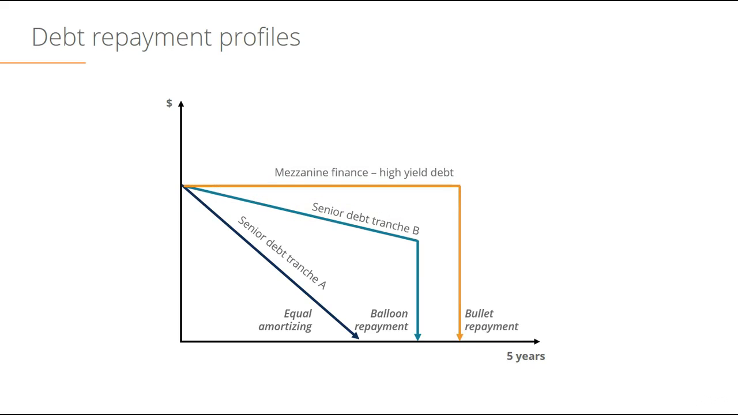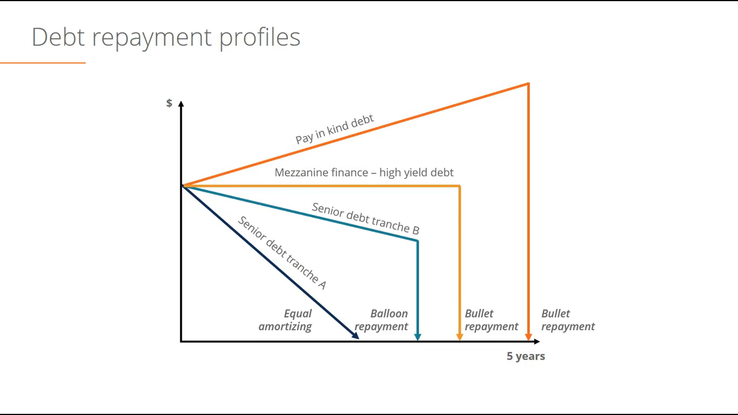Next in line would be an example of mezzanine financing or high yield debt that's non-amortizing. As you can see by the horizontal line across the top, the principal is not being repaid at all until one final bullet repayment at the end. And notice again how this bullet payment occurs after the balloon for tranche B, which is after the final payment for tranche A.